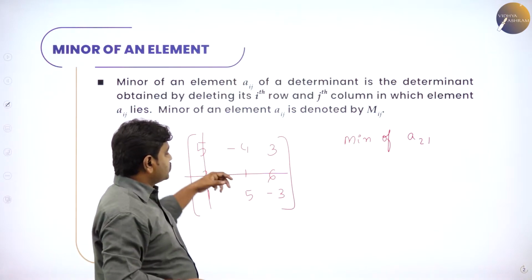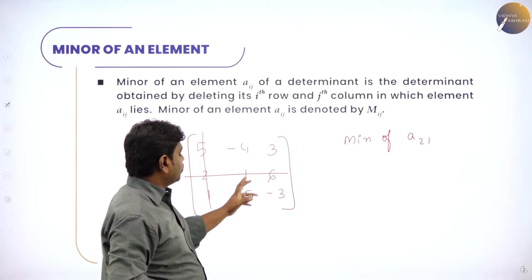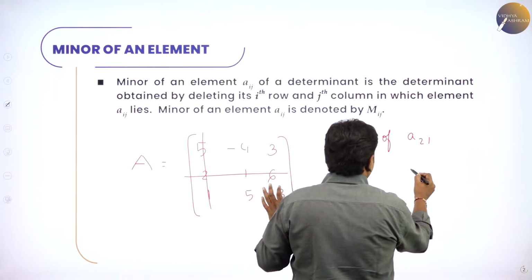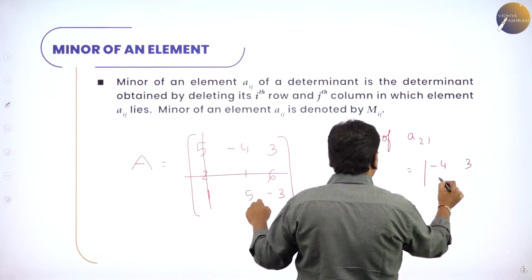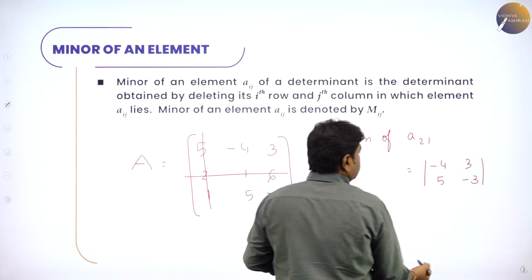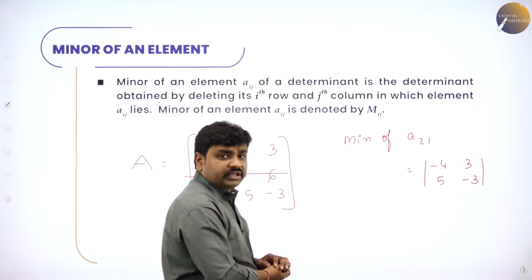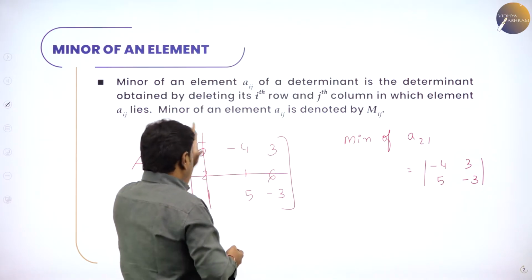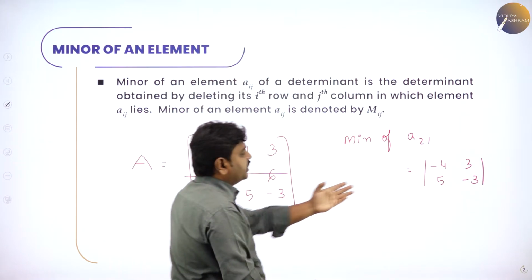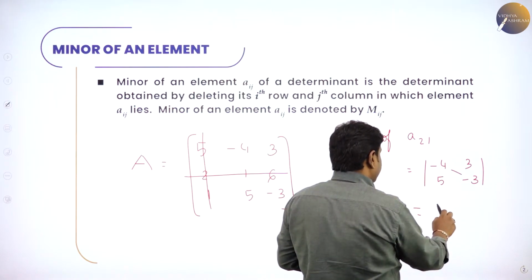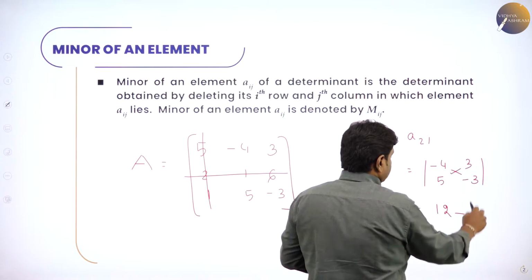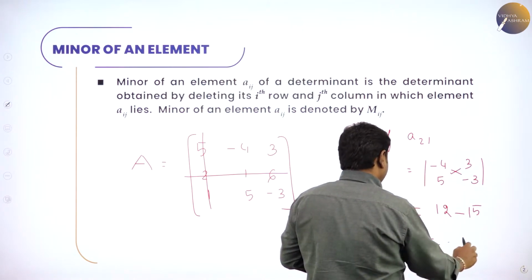If you leave the second row and first column, you are left with 4 elements: minus 4, 3, 5, minus 3. So the minor of A21 is the determinant of minus 4, 3, 5, minus 3. Now you know how to find the determinant. A21 means leave the second row and first column, and you will be left with 4 elements. Find the determinant of those 4 elements. Minus into minus is plus, 4 into 3 is 12, minus 5 into 3 is 15, 12 minus 15 will give you minus 3.